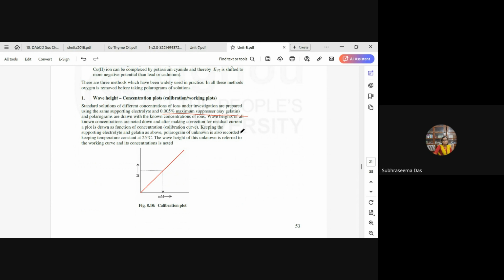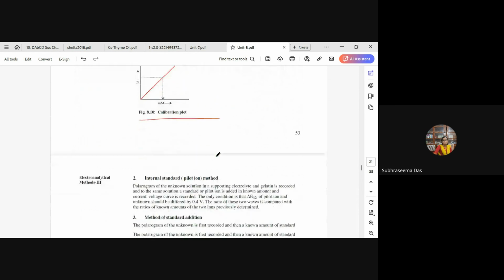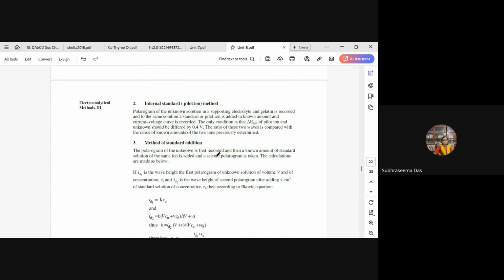Keeping the supporting electrolyte and gelatin as above, the polarogram of the unknown is recorded. So this is called the calibration curve. Then coming to the internal standard method, the polarogram of the unknown solution in a supporting electrolyte and gelatin is recorded, and to the same solution, a standard, that is what we call a pilot ion, is added in known quantity. The only condition is that the delta E half of the pilot ion should be unaffected, and within 0.4 volt.